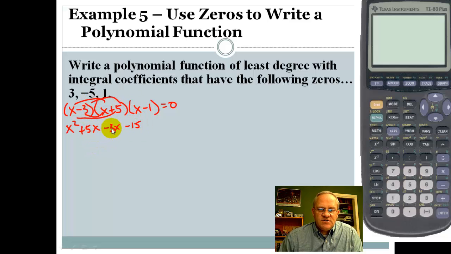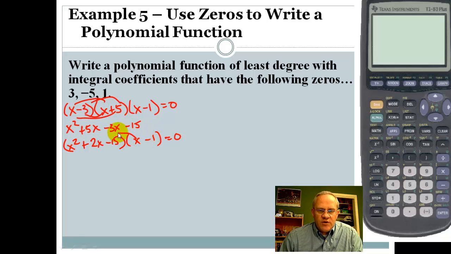So when I combine these here, 5 minus 3 is 2x. So the first 2 I multiplied to get this trinomial. Now all I have to do is multiply it by that third one, x minus 1. And remember, you can just distribute the x to everything and the negative 1 to everything.